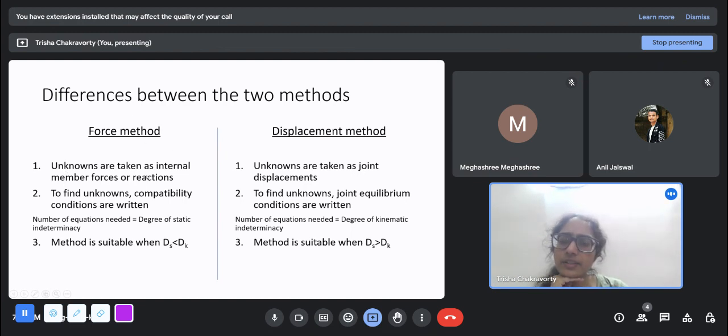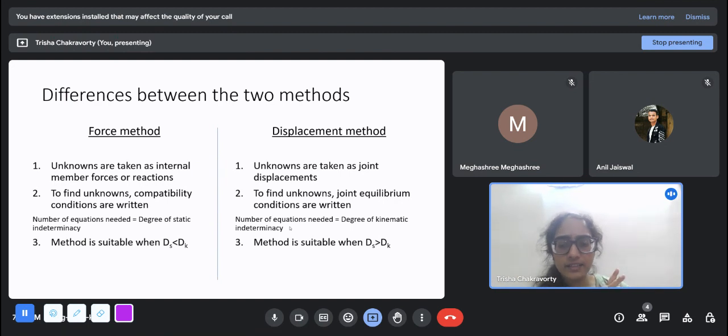In the force method, unknowns are taken as the internal member forces or reactions. In the displacement method, unknowns are taken as joint displacements. To find unknowns, here we write the compatibility conditions, and the number of equations required is the degree of static indeterminacy, as I said, the number of extra equations that you need to solve the external support reactions. And here, to find the unknowns, joint equilibrium conditions are written, and the number of equations needed is the degree of kinematic indeterminacy.